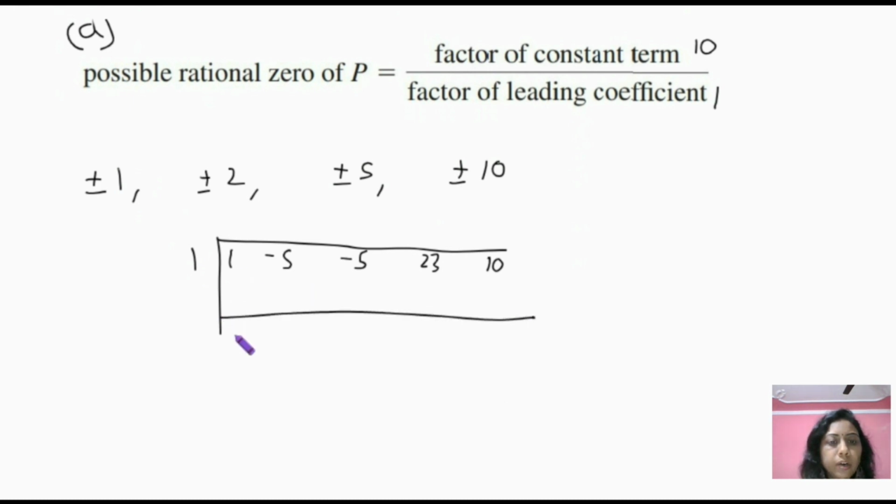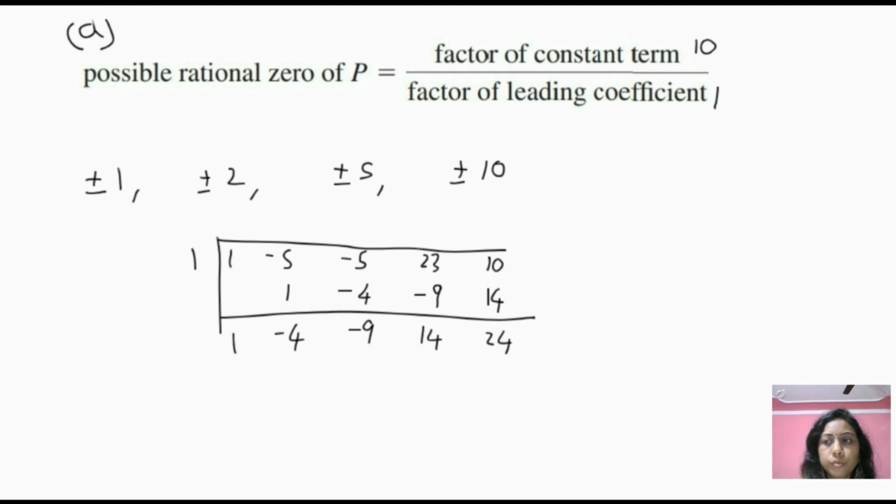So 1 bring down here. 1 times 1 is 1, added to minus 5 gives minus 4. Minus 4 times 1 is minus 4, added to minus 5 gives minus 9. Minus 9 times 1 is minus 9, added to 23 gives 14. 14 times 1 is 14, and this gives 24. So here the remainder is not 0. It means 1 is not a zero of the given polynomial.